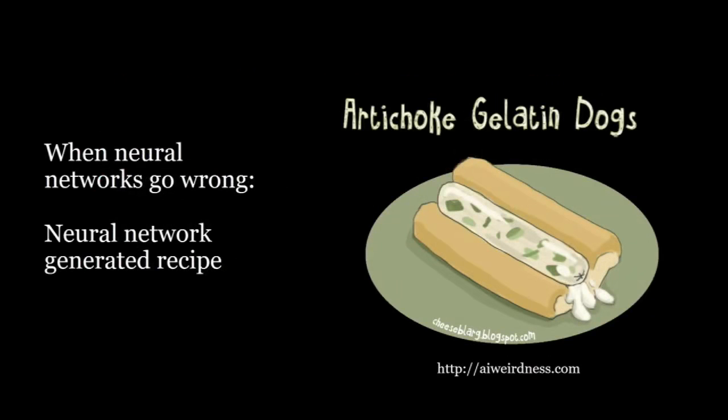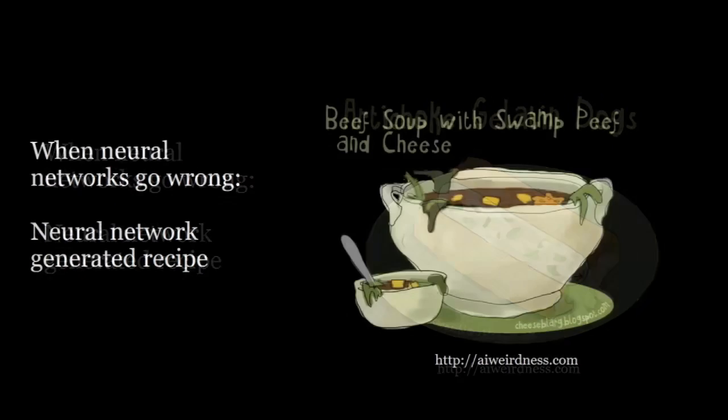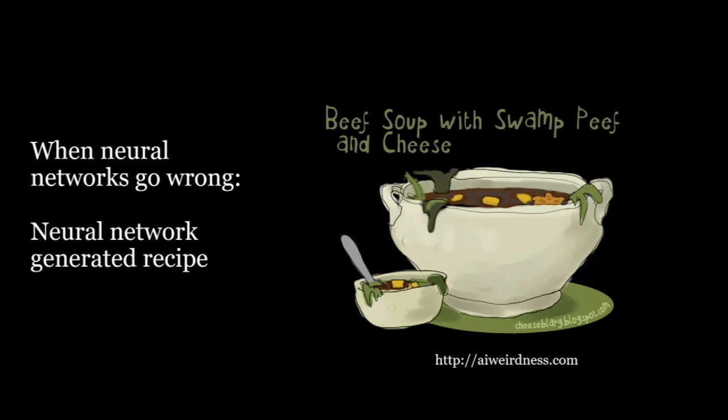So neural networks aren't always effective. This is the product of a recipe generator neural network. I suppose it's subjective whether or not you think this is a success. I'm a vegetarian. I guess this gelatin is not vegetarian, but anyways, probably not the best neural network outcome. Beef soup with swamp peef and cheese. I'm not even sure what peef is, but this is also the output of a neural network recipe generator.